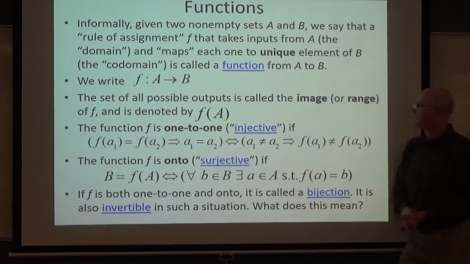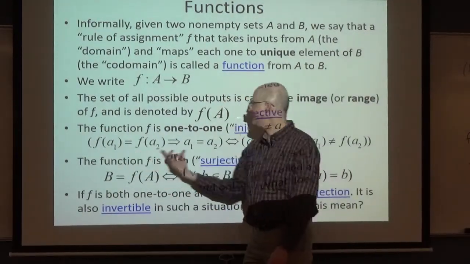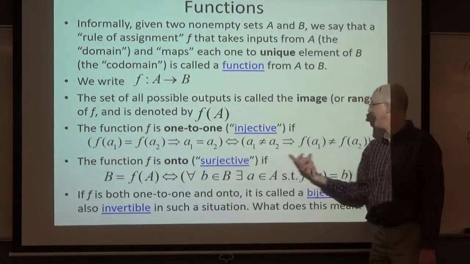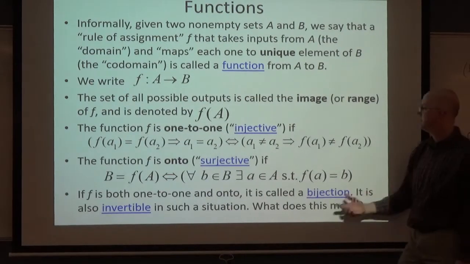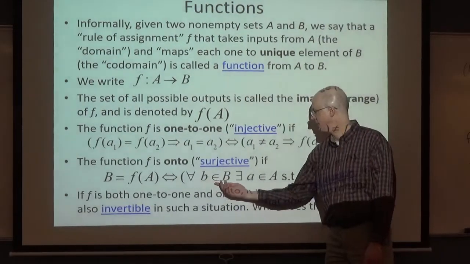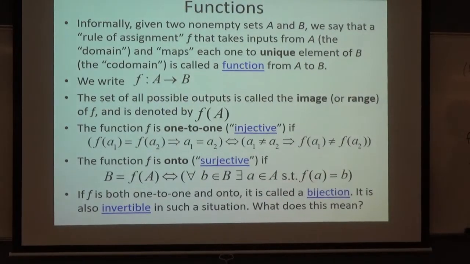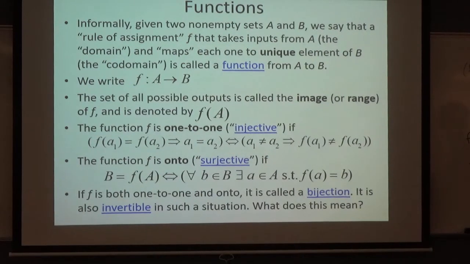One-to-one means that if the outputs are the same, then the inputs must have been the same. Equivalently, if the inputs are different, then the outputs are different. Those two statements are equivalent to each other. Onto means for all possible elements of the codomain, there's something in the domain that gets mapped to it. One-to-one and onto functions are called bijections. And functions in such situations are invertible. What does that mean? That came up on your homework. I will talk about it in a minute here.